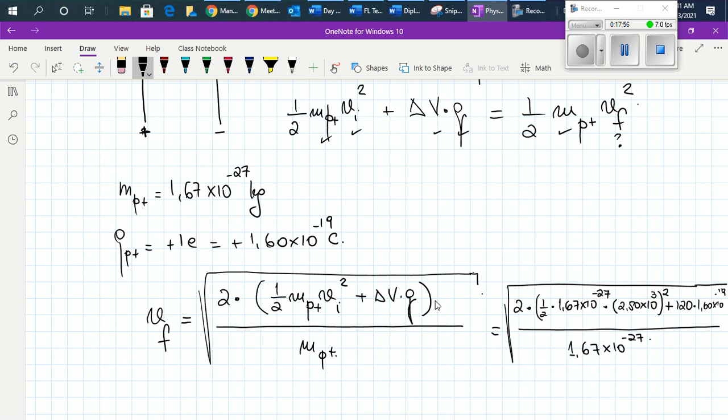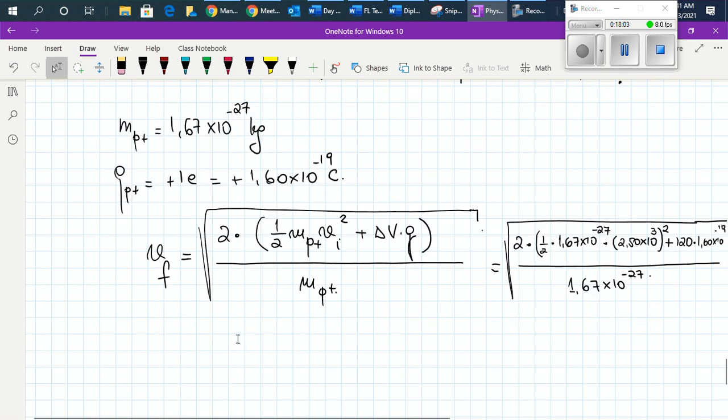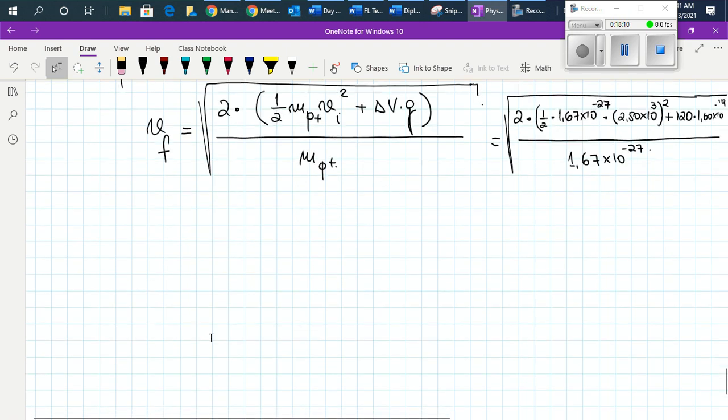Make sure that you are using brackets if you have those old calculators, or that fraction option that we have discussed in class in terms of the newer versions of the calculator. So now when you enter it in your calculator, the final velocity will be 1.52 times 10 to the power of 5 meters per second.